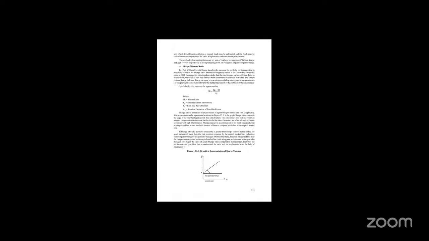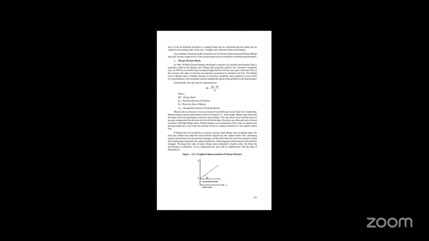If you look at the formula for the Sharpe ratio, it is RP minus RF divided by sigma P. What is RP? That is your return on the portfolio, RF is the risk-free rate, and sigma P is the risk of the portfolio. So this ratio measures the excess return of the portfolio per unit of total risk. Graphically, we are measuring the return on assets that compensates the investor for the risk they are bearing.